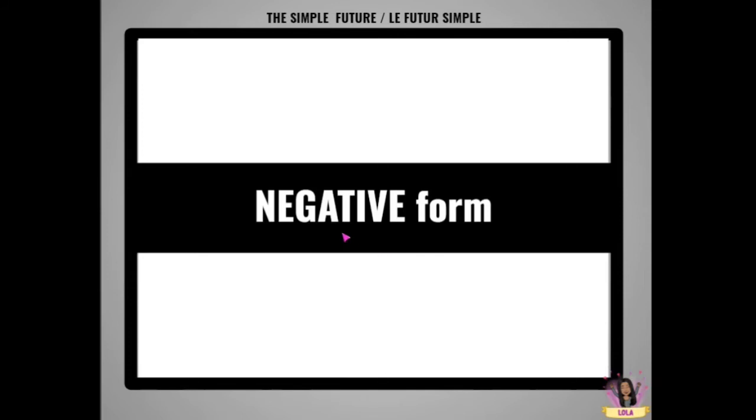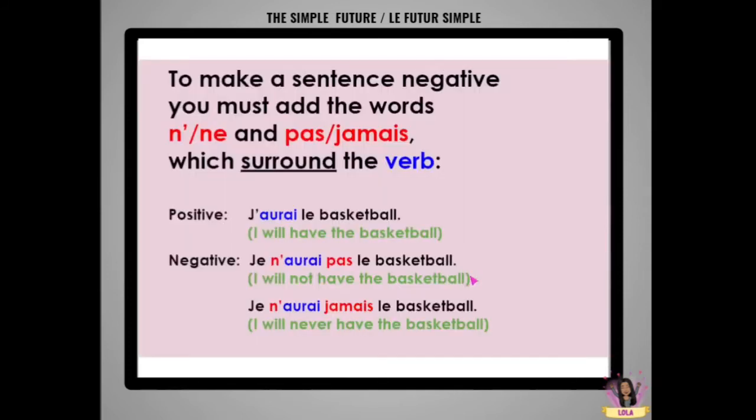Now we're going to look at the negative form. So how does that work? Well, as usual, we know to make something negative, we always need the ne or the n apostrophe and the pas or the jamais, and they will surround the verb.